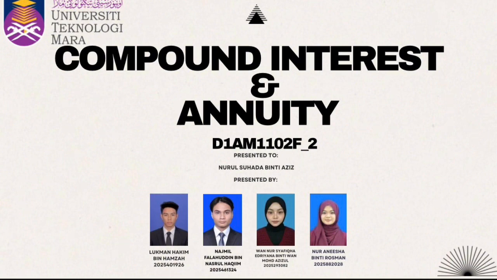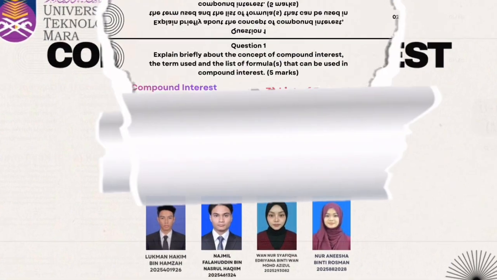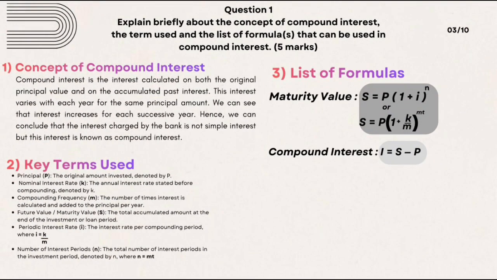I represent my group to present our solution for the MAT112 case study assignment, which covers two main topics: compound interest and annuity. Let's begin with question 1, which focuses on the concept of compound interest.